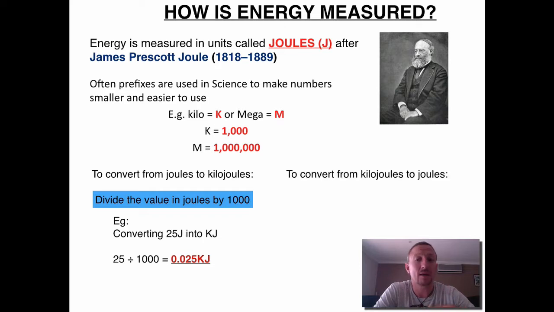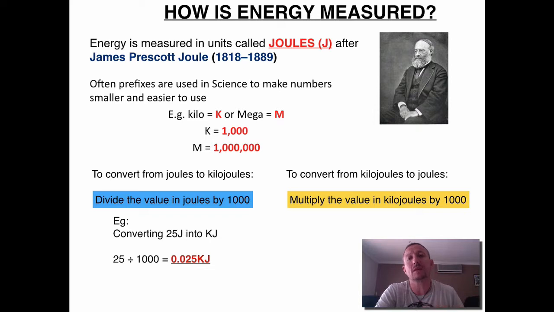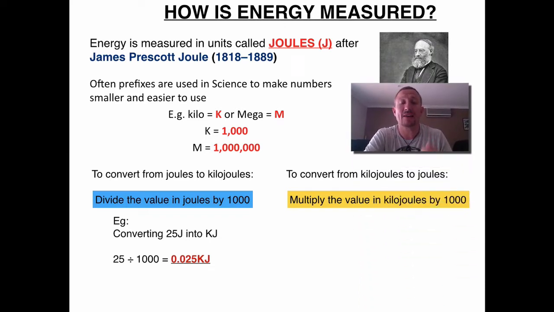Let's go the other way. How do we convert from kilojoules to joules? Now, obviously, a kilojoule is 1,000 joules. So when we convert from kilojoules to joules, the number must get bigger. When we go from joules to kilojoules, the number must get smaller. So when we go from kilojoules to joules, we multiply the value in kilojoules by 1,000.